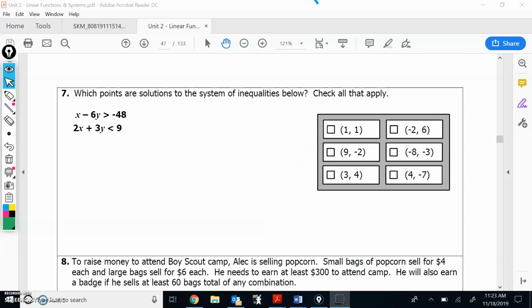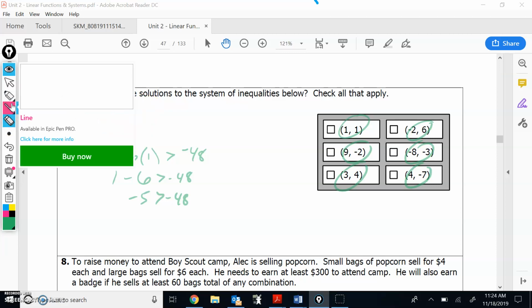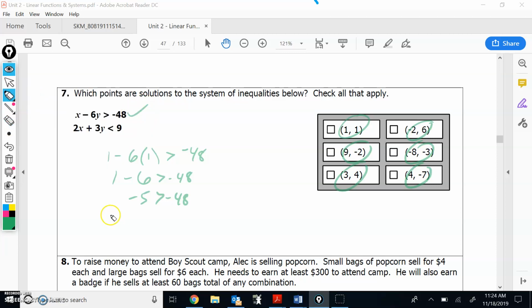Doing number 7 now, checking which ones are solutions. You could just set up and graph these two equations, but this problem could easily be solved by substituting in each of the ordered pairs and making sure they satisfy both inequalities. Let's just try the first one by substituting in 1 minus 6 times 1. Is that greater than -48? So is 1 minus 6 greater than -48? Is -5 greater than -48? Yes. So it worked for the first one.